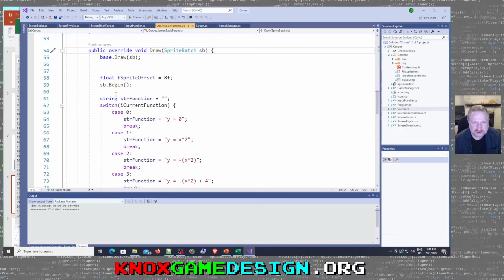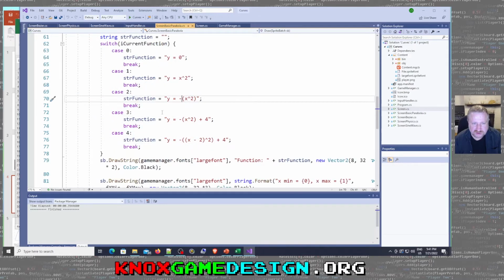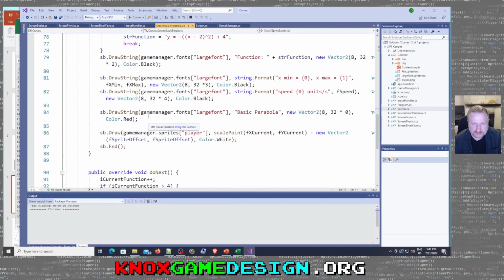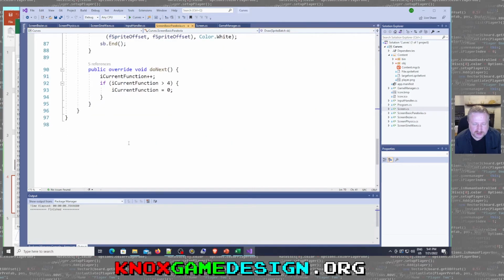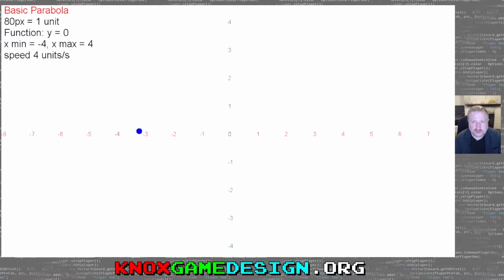That's what that switch statement right there is doing. And then draw is just some debug output showing what function is currently being simulated. So let's go ahead and press F5. Okay, so this is the first function of the basic parabola. You can press space to move to the next function. You can see right here, y equals 0. We've got 80 pixels for 1 unit. We're going from -4 to +4, with a speed of 4 units.